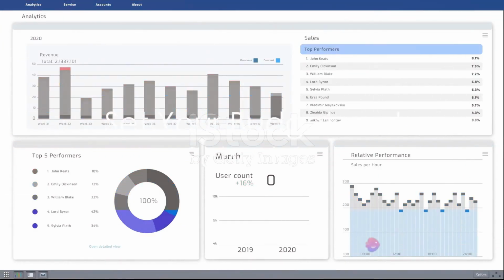Experiment with different ad formats such as carousel ads, video ads, or collection ads to see what resonates best with your audience. Determine your budget and ad schedule.